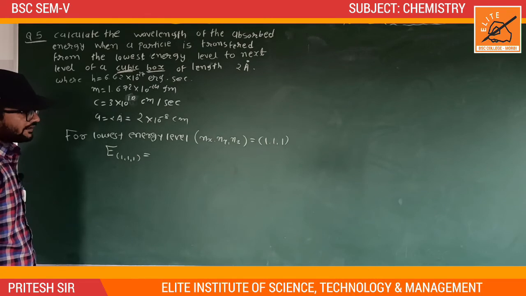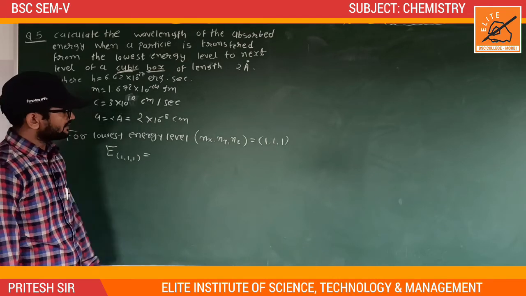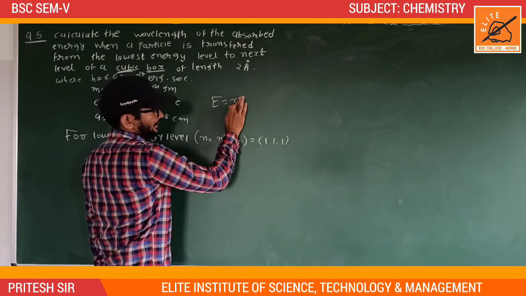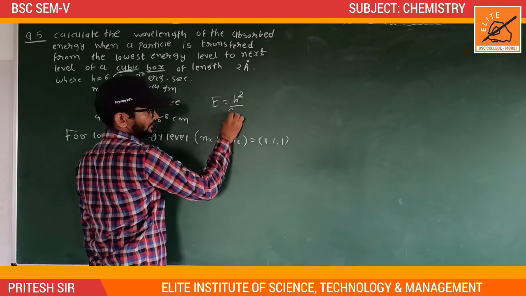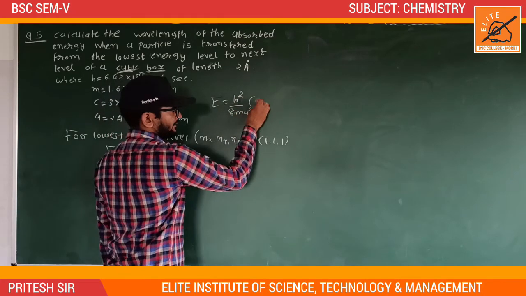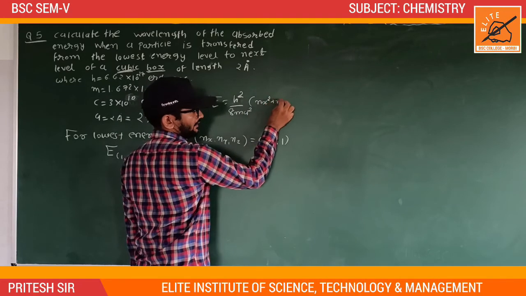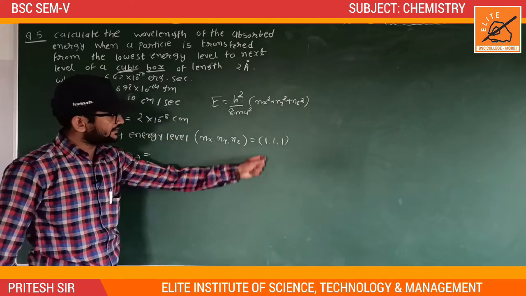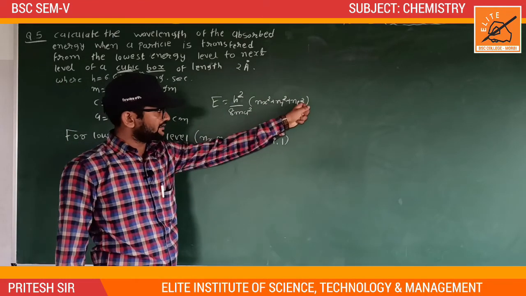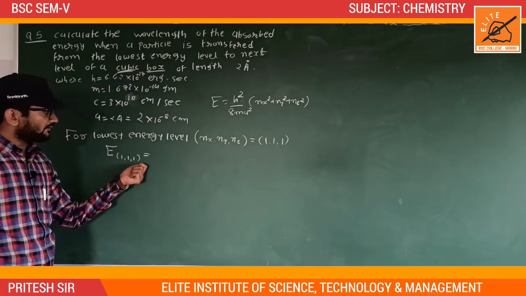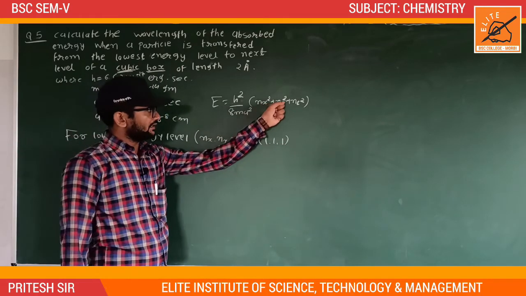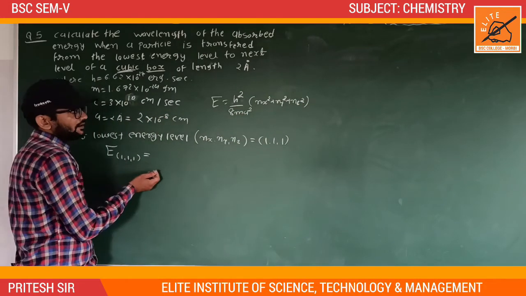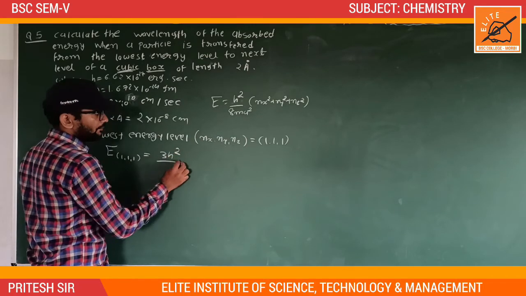Okay, so the energy E111 is equal to... The energy equation for a particle in a cubic box is equal to h square upon 8ma square into bracket nx square plus ny square plus nz square. Okay, so I put the value nx is equal to 1, ny is equal to 1 and nz is equal to 1. So E111 is equal to 1 square plus 1 square plus 1 square, it means 3h square upon 8ma square.